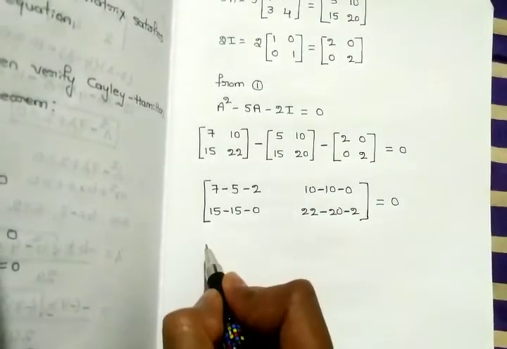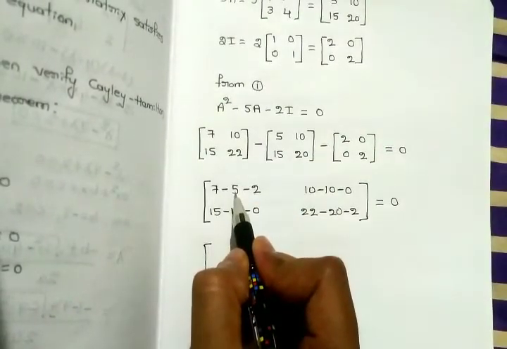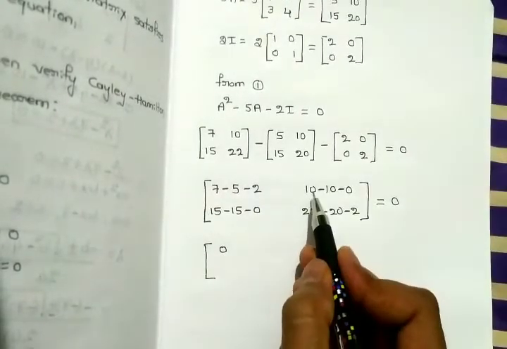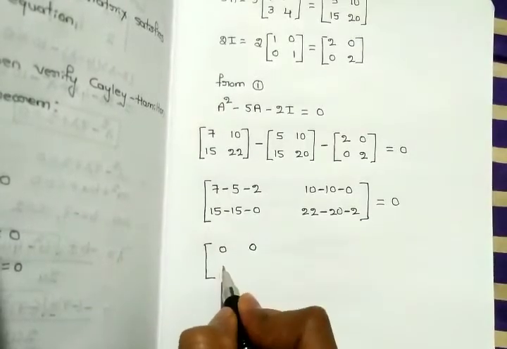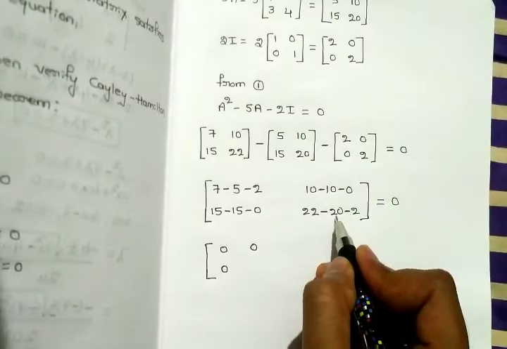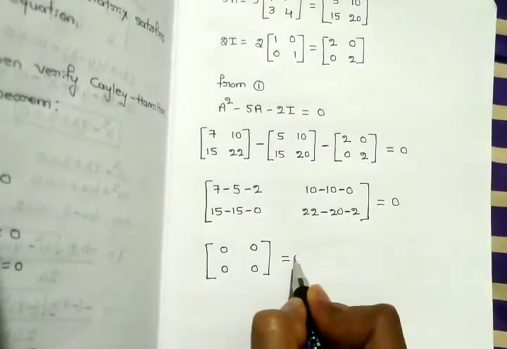Okay, so next, add and subtract. Therefore finally, 7 minus 5 is 2. 2 minus 2 is how much here? 0. 10 minus 10 is 0. 15 minus 15 is 0. 22 minus 20 is 2. 2 minus 2 is 0. So which is equal to 0.